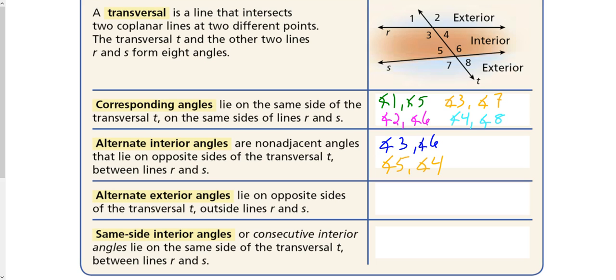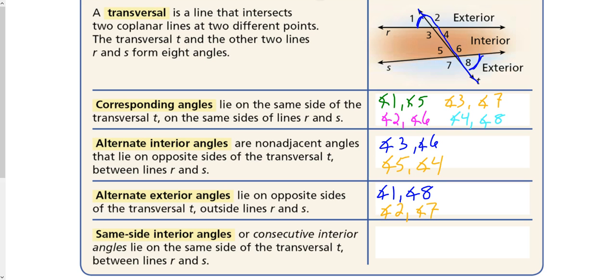Alternate exterior angles. So same idea with the alternate exterior angles as we had with the alternate interior angles. So angle 1 would go with angle 8, because those are on different sides of line T, and they're both exterior angles. So angle 1 and angle 8, and then we have another set, of course, in angle 2 and angle 7.